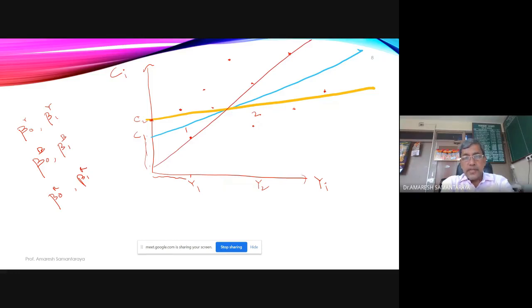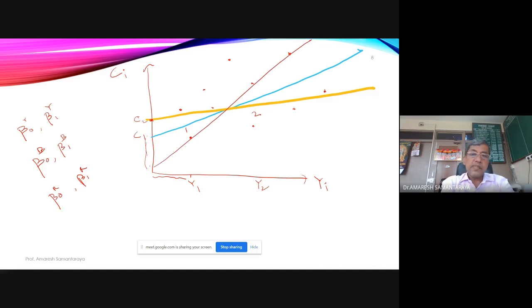So for simplicity, we have considered 3 possible lines, as I said, but in reality, we can have infinite lines. So whether beta 0y and beta 1y, which is the yellow line, explains the relationship better, or beta 0b and beta 1b, which is the blue line, or beta 0r and beta 1r explains the relation in a better way, needs to be ascertained, verified, analyzed.